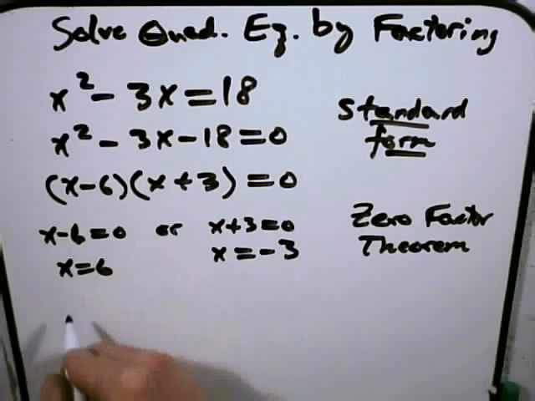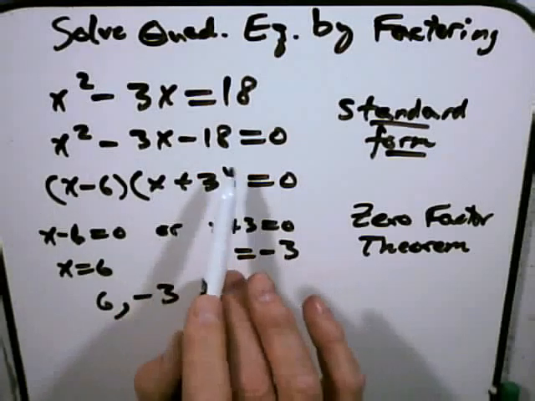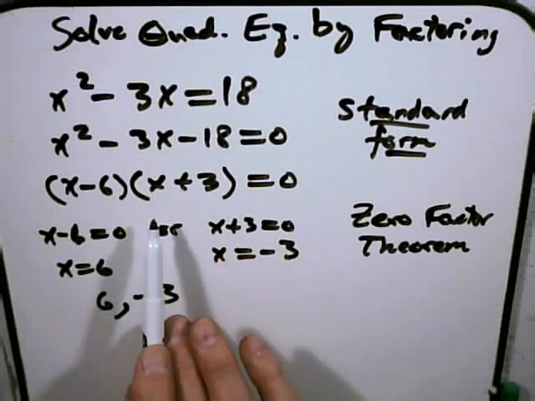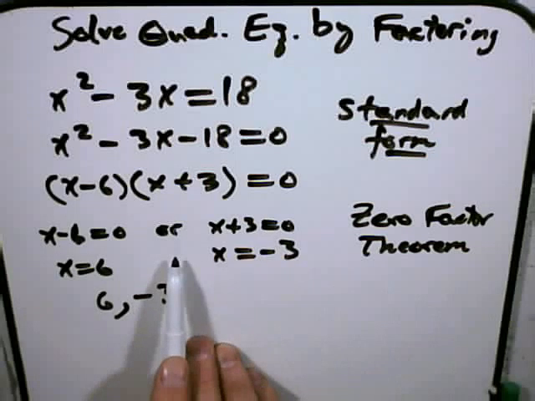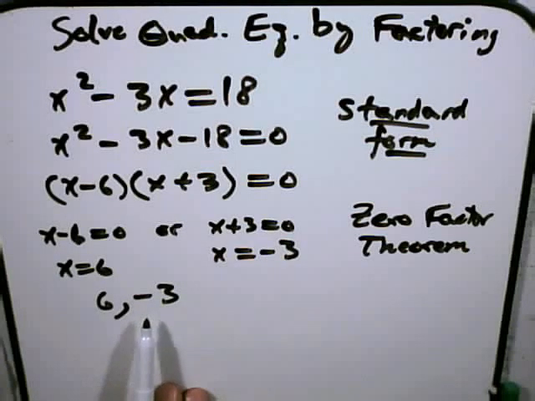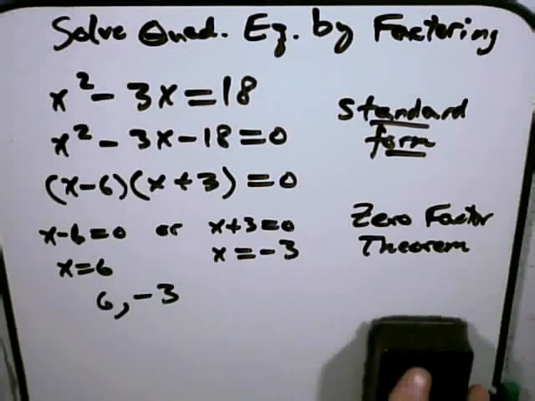So to solve the quadratic equation, what we did is we put it in the standard form, factored it, and applied the zero factor theorem to find our results. Okay, let me clear the board and we'll do another more complex example.